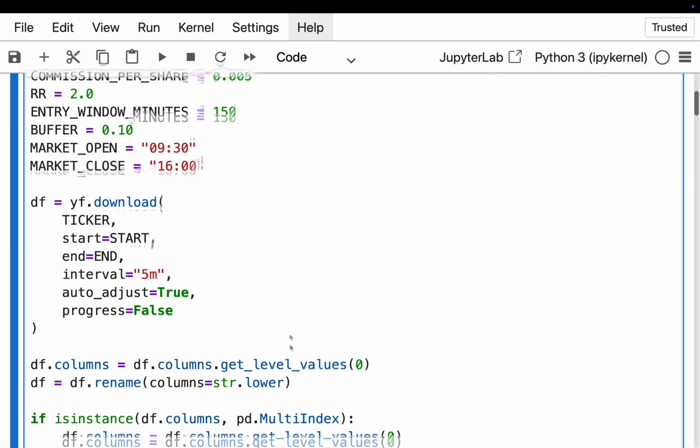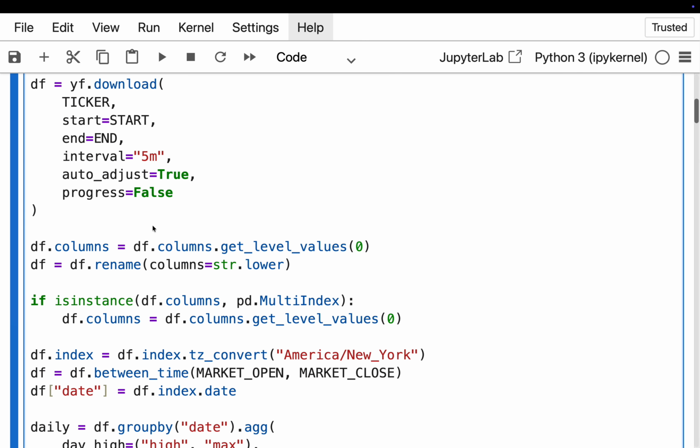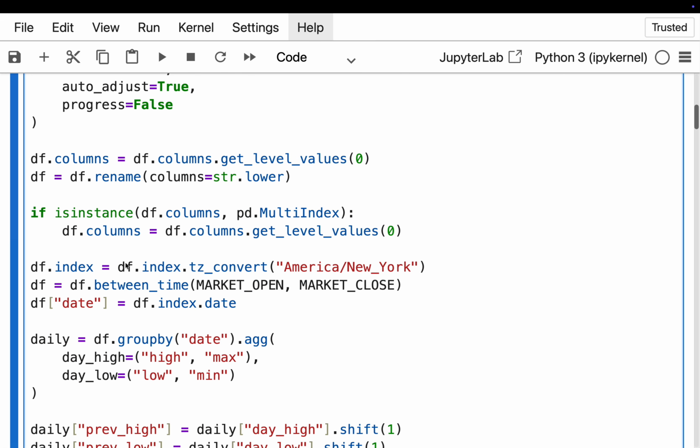Moving into the data section, we download 5-minute bars from Yahoo Finance using the yfinance library, obviously. Auto-adjusted for splits and dividends. We flatten the multi-level column headers that yfinance returns, rename everything to lowercase, and convert the index to New York time. Then we filter to market hours only.